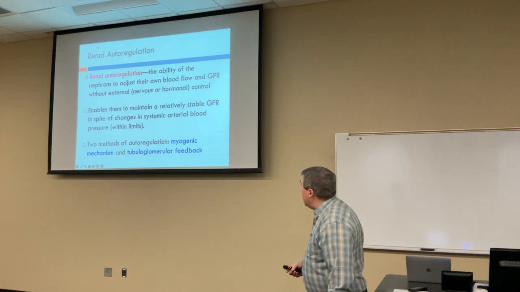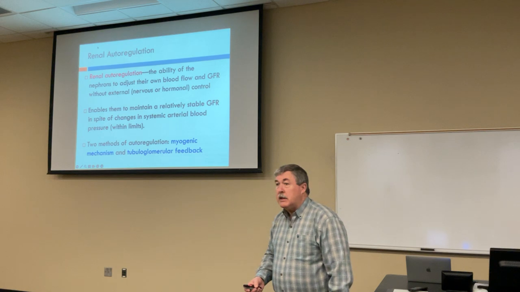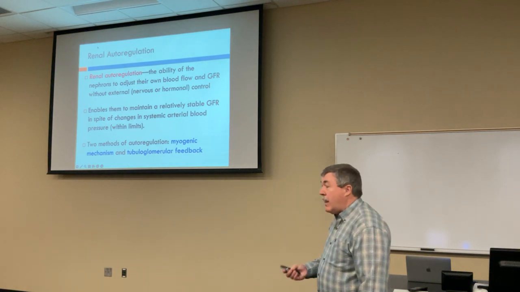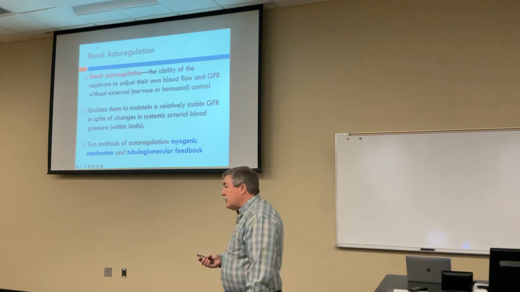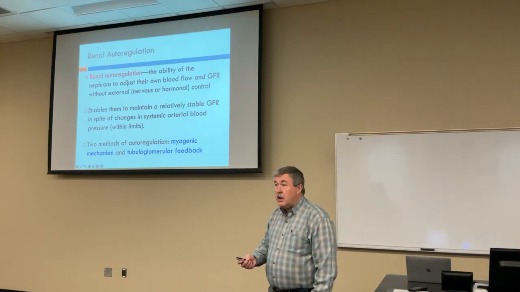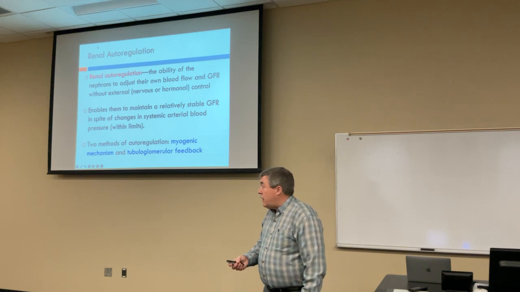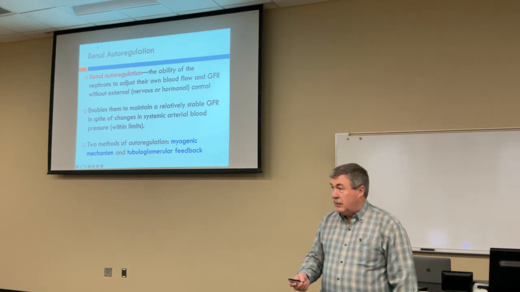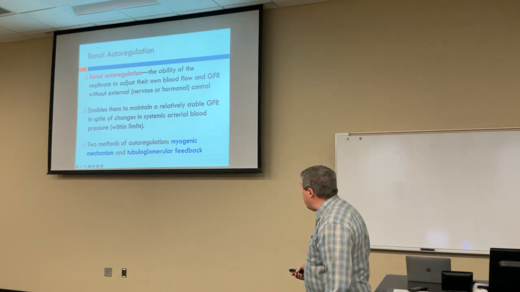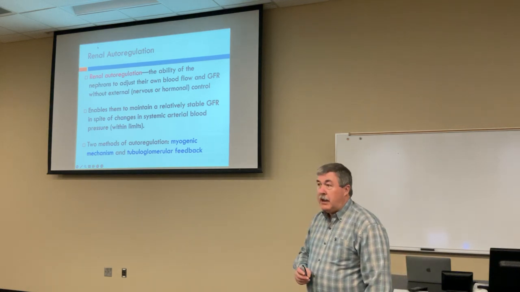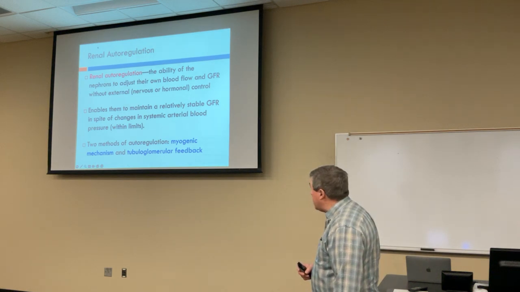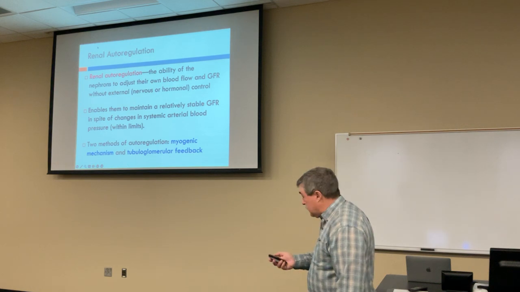Okay? And so there's two main mechanisms of autoregulation. The first one is called myogenic mechanism, and that has to do with the property of the smooth muscles in the walls of the afferent arterioles. And that's a pretty simple mechanism. That one's not too hard to understand. There's really only one step involved in that. Second one is a lot more complicated. Okay? But I'll kind of try to summarize it in a way that makes it easier to understand.